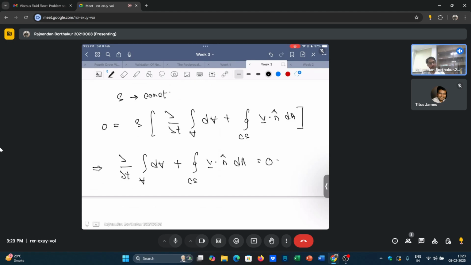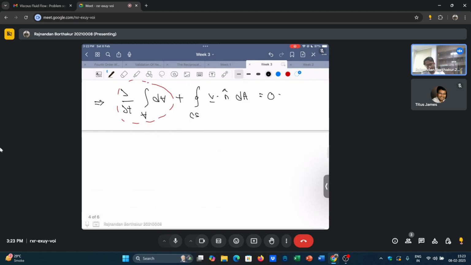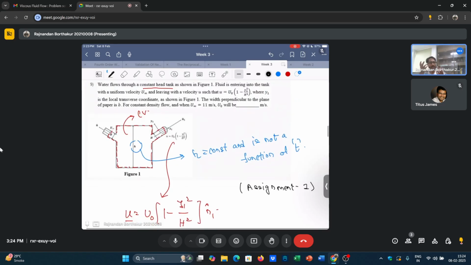Now let's look at the individual terms, such that you get certain clarity. So let's look at this term. It just says del t of the integral over V dV. So what is this term saying? It is saying how the control volume is essentially changing with time.